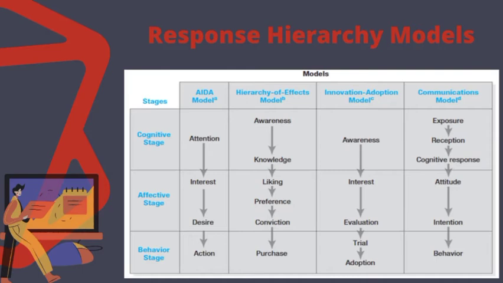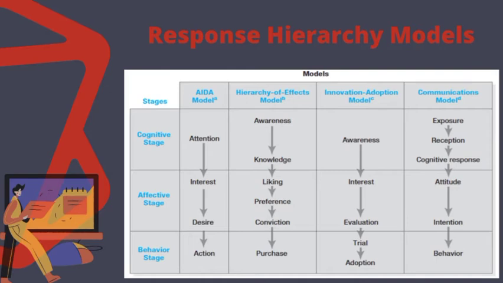In response hierarchy models, we can see awareness. Awareness is when the target audience is unaware of the object, so the communicator's task is to build awareness. Okay, then knowledge. The target audience might have brand awareness but not know much more; that is knowledge.